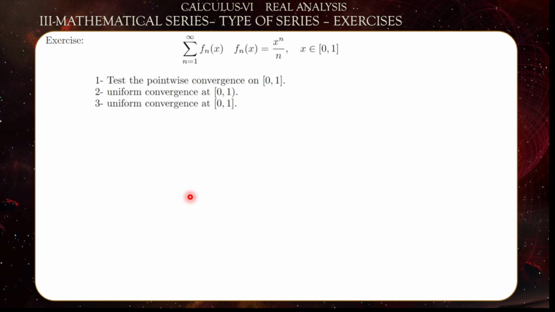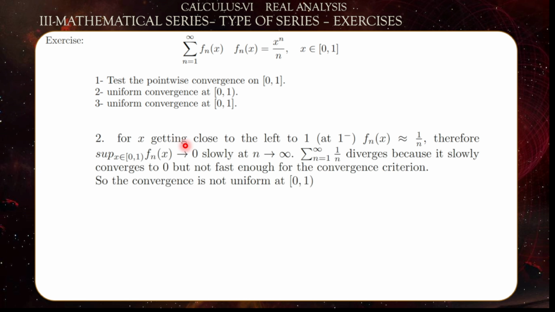Checking the uniform convergence on [0, 1). Now, for x getting close to the left of 1, which is 1 minus, f_n(x) would approximately become 1 divided by n. Therefore, the supremum as x varies between 0 and 1 and approaches 1, the supremum of f_n(x) approaches 0 slowly as n approaches infinity. Why? Because remember, the sum from n equals 1 to infinity of 1 divided by n diverges. Because remember, the power of n is equal to 1. It should be greater than 1 for the series to converge. In such case, it diverges. Okay, why?